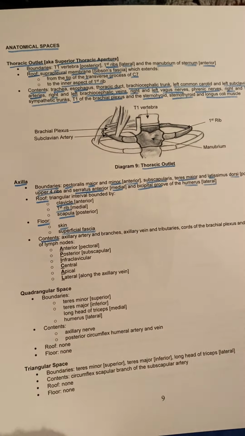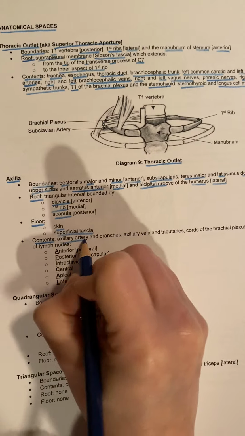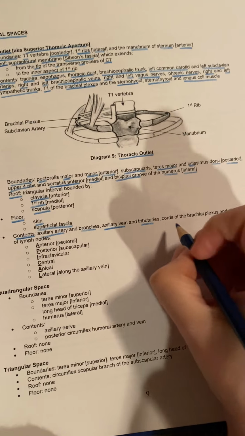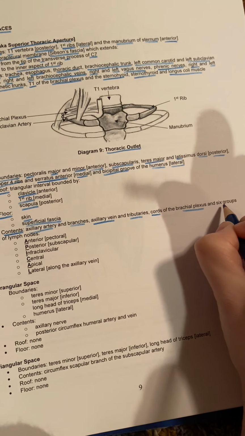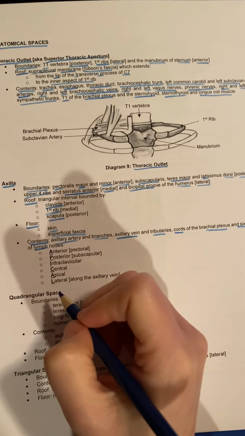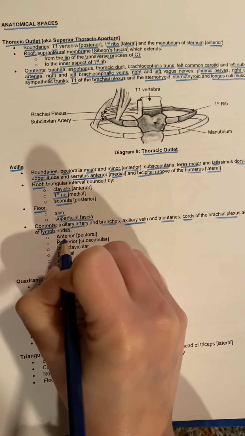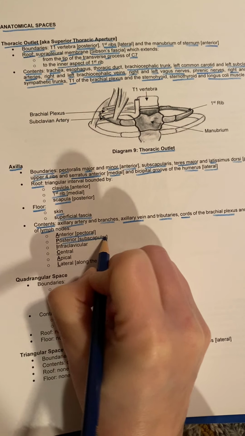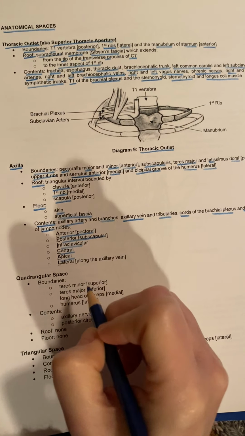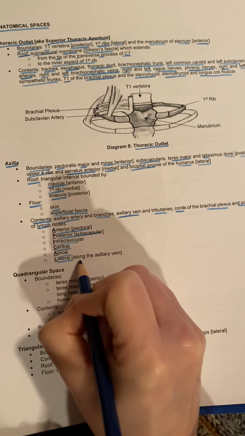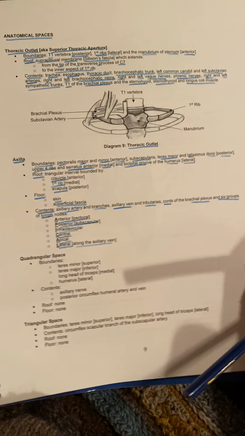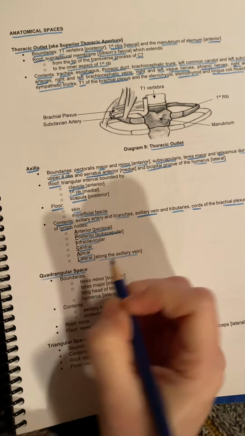The contents of the axilla are axillary artery and branches, axillary vein, tributaries, cords of the brachial plexus, and 6 groups of lymph nodes. Anterior pectoral, posterior subscapular, infraclavicular, central, apical, and lateral lymph nodes along the axillary vein. That's for the axilla.